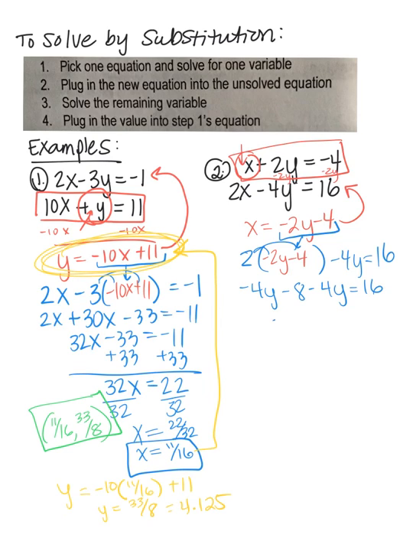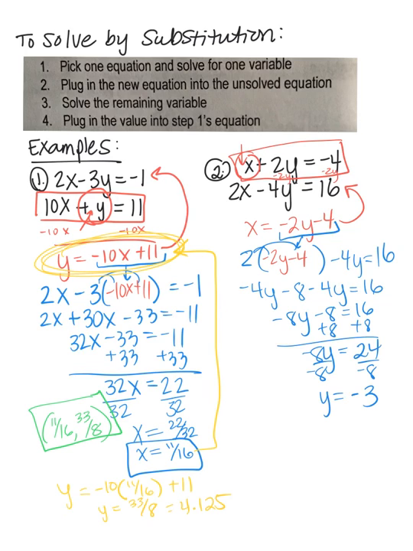I'm going to combine my like terms. Negative 8y minus 8 equals 16. Keep solving it here. Negative 8y equals 24. Divide. So y is going to equal negative 3. Hey, that was a nice, pretty number. Okay, great. They don't all have to be ugly.